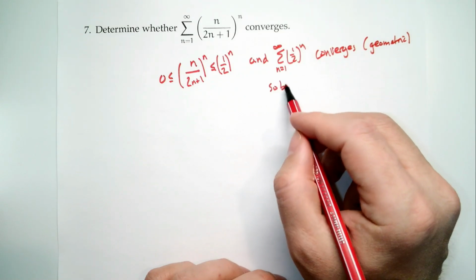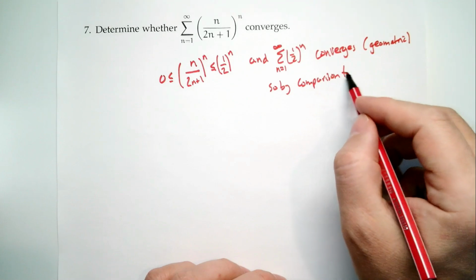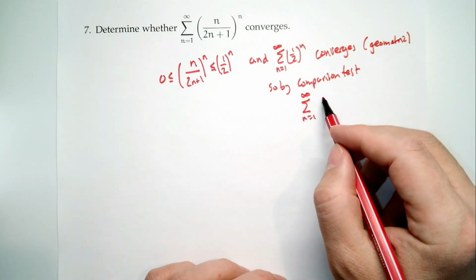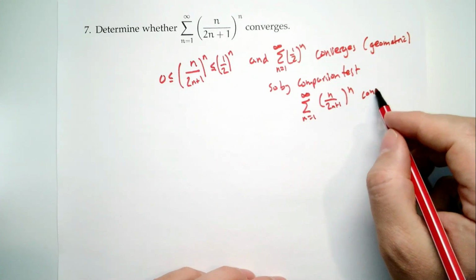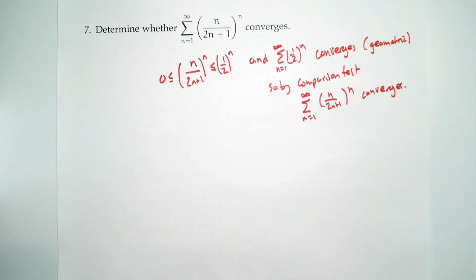So, by the comparison test, we can also conclude that the sum from 1 to infinity of n over 2n plus 1 to the n converges. All right, well that was kind of too easy. Let's do it again. This problem is so nice, we're going to do it twice.